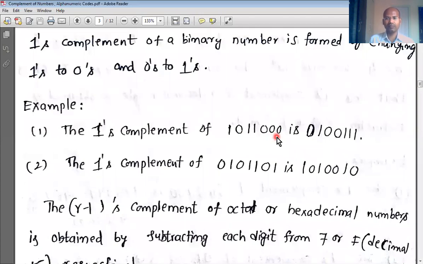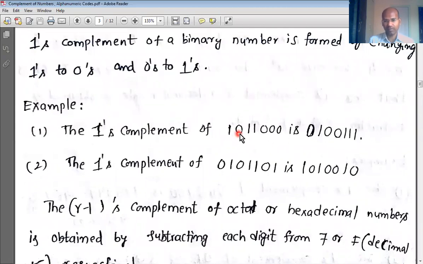In the decimal system, from what number were we subtracting? From 9. Here, with what number do we subtract? From 1. In the decimal system, 9 is the largest number: 0, 1, 2, 3, 4, 5, 6, 7, 8, 9. So that's why we were subtracting from 9. Whereas here, what is the largest number among 0 and 1? Between 0 and 1, 1 is the largest number.